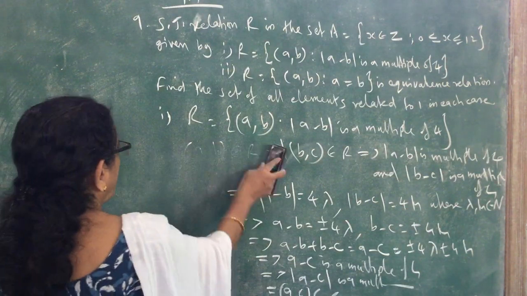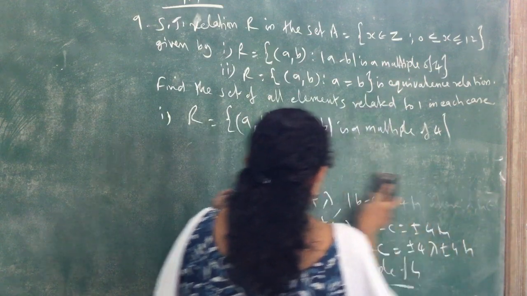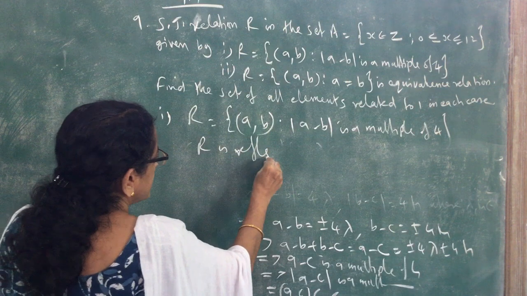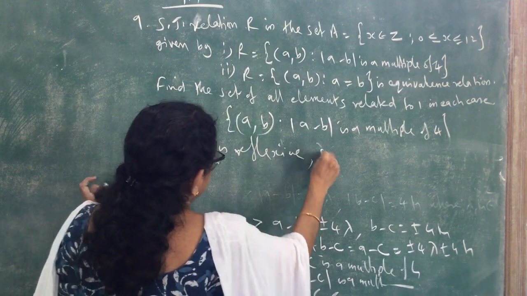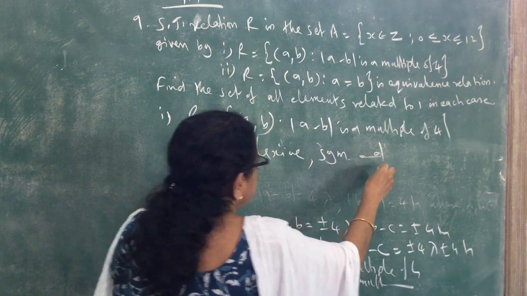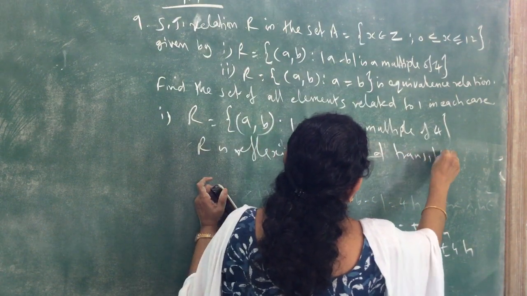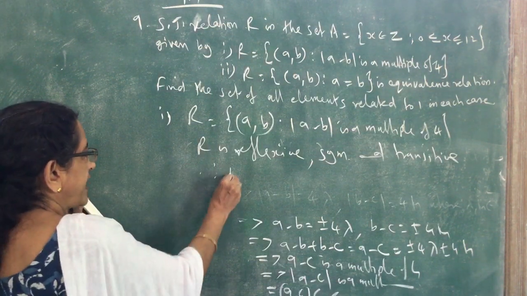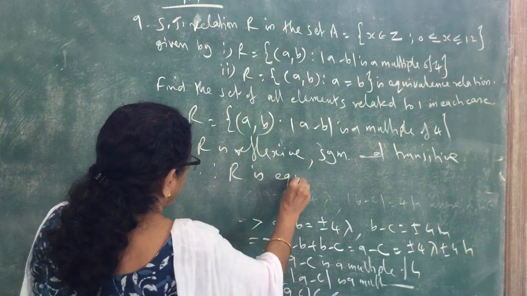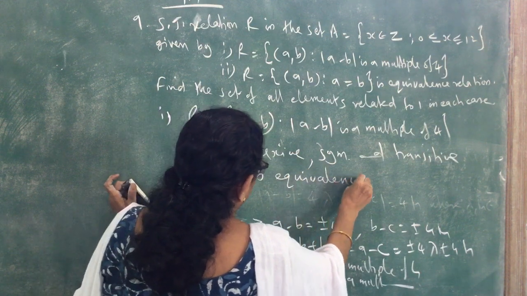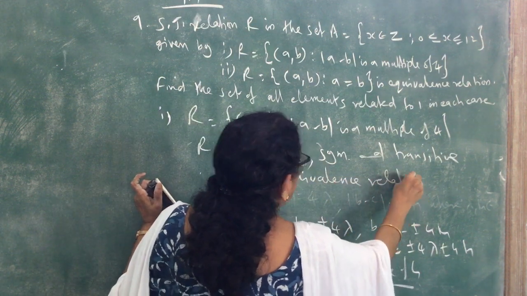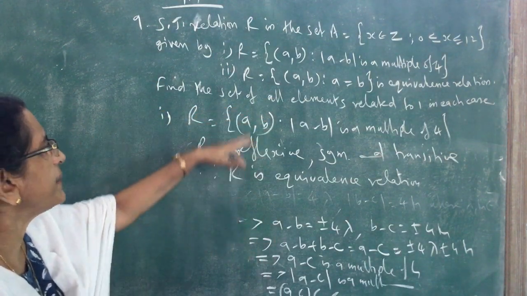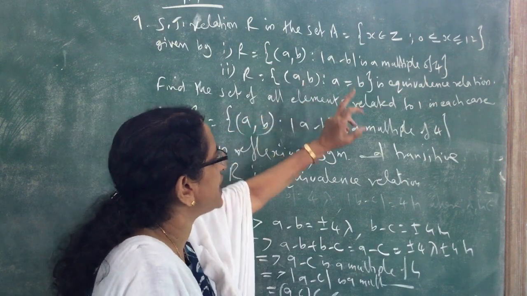So we can write, therefore, R is reflexive, symmetric and transitive. Therefore R is an equivalence relation. So that is over. Now similarly we can prove this very easy one, AB such that A equal to B, the second relation.